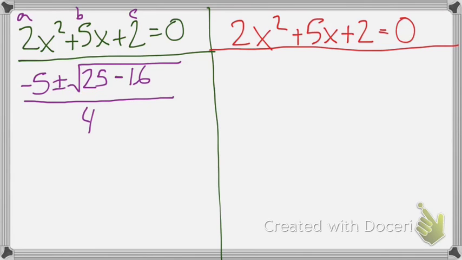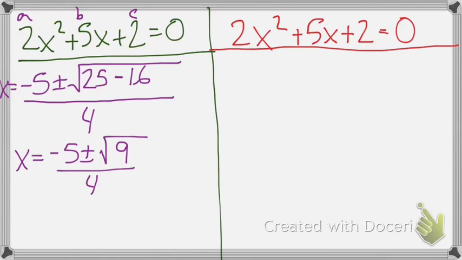Okay, so the next thing we're going to do, and remember this formula says it's x equals all of this. I should have been writing this. All right, so the negative 5 we still leave, the plus or minus we still leave. But now 25 minus 16 is 9. So we can change that to a 9. All right, and then we still have to put it all over the 4. So all we did so far was subtract 25 minus 16.